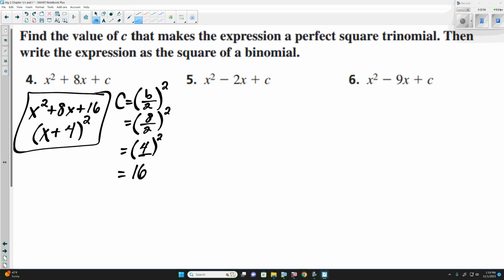Let's look at the next one. Number 5. x squared minus 2x plus c. So our c is equal to b over 2 squared. So b in this case would indeed be negative 2, because we take the number and sign, so negative 2. Now negative 2 divided by 2 is negative 1, and negative 1 squared is 1.